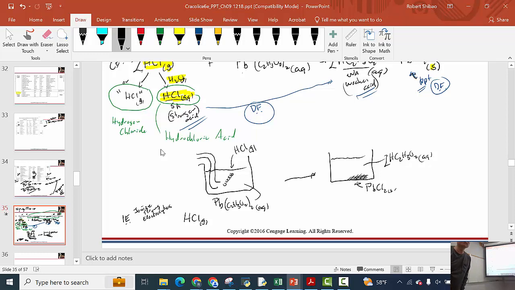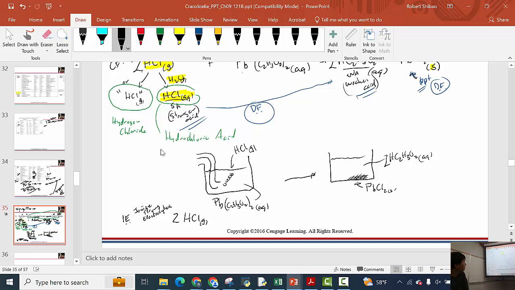Some people might differ. So in the ionic equation, I'm going to leave HCl as HCl, because the acid should be a strong acid.